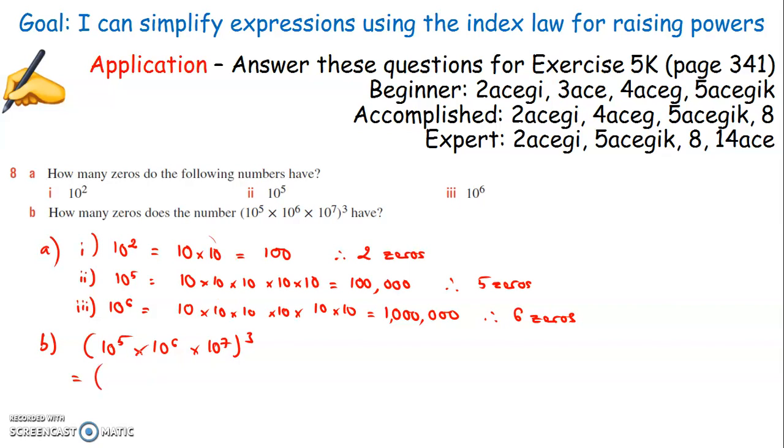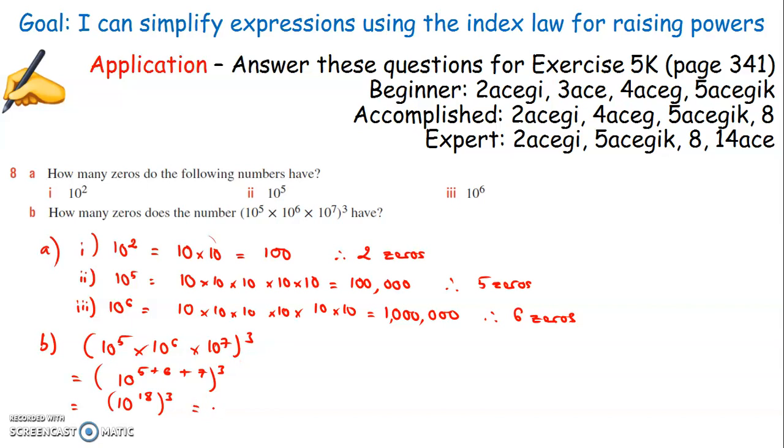Because we have multiplication of powers with the same base, we're just going to keep the base, which is 10, and then add all the powers together. So that's 10 to the power of 5 plus 6, that's 11, plus 7, that's 18. Now we have 10 to the power of 18, all raised to the power of 3.